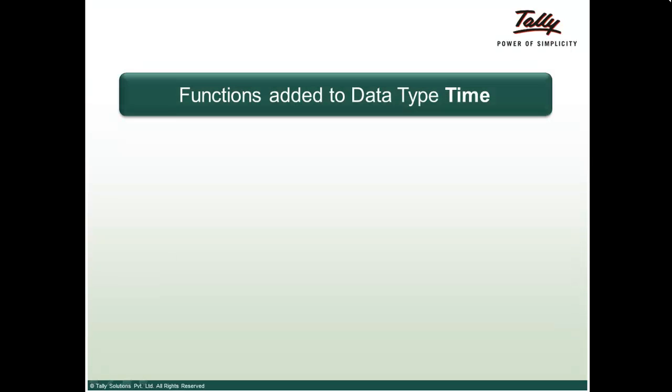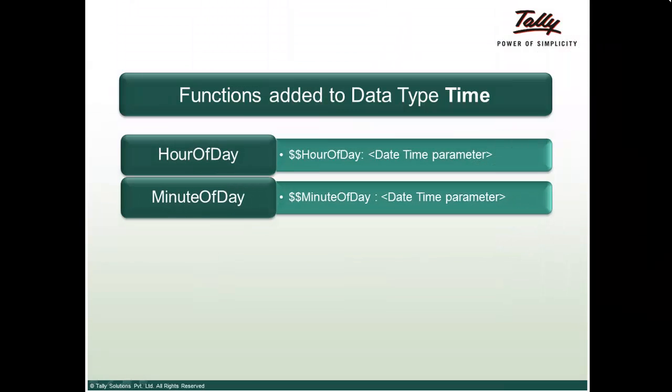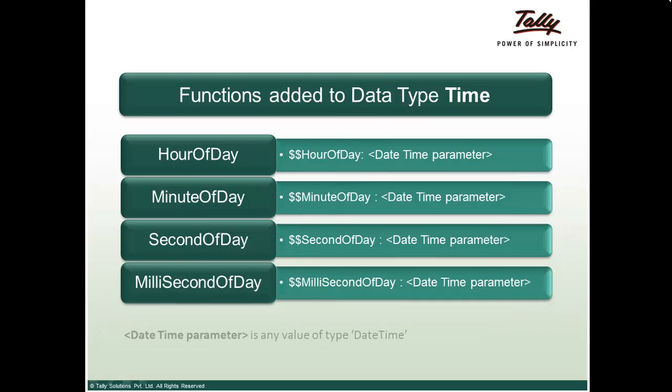Let's now look at the new functions added in release 5.0, starting with the functions added to the data type time, and they are hour of the day, minute of the day, second of the day and millisecond of the day, and these take a parameter of type date time and these functions give the respective time details. Now let us look at the behavior of the same in the product.